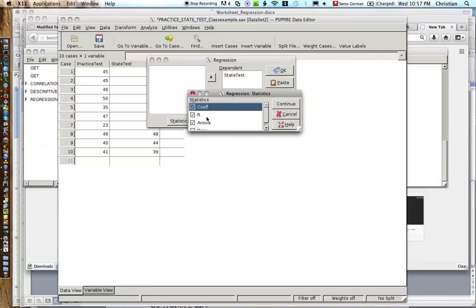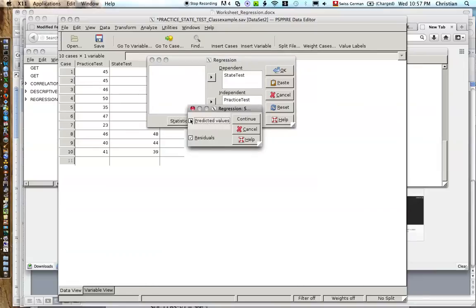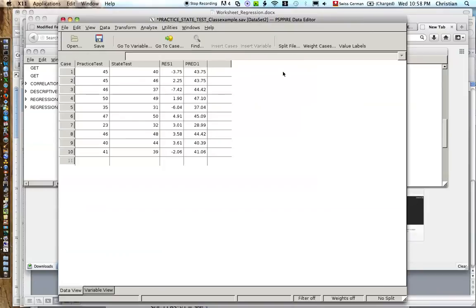Then statistics, we choose the coefficient, the R, the explained variance, and the Anova table. It's fine for right now. And then saving, we're choosing the predicted values and the residuals. So PSPP will enter a new column for predicted values. For each person, it will enter the score that we predicted, and then the residual is the difference between the predicted score and the actual score that the person had. So continue and hit OK.